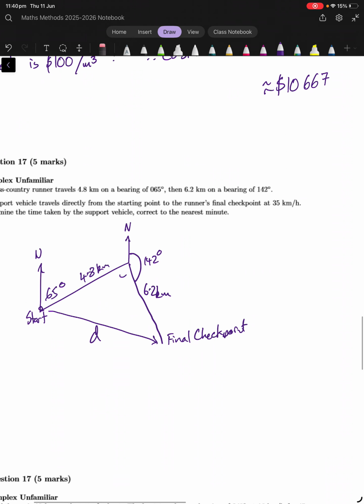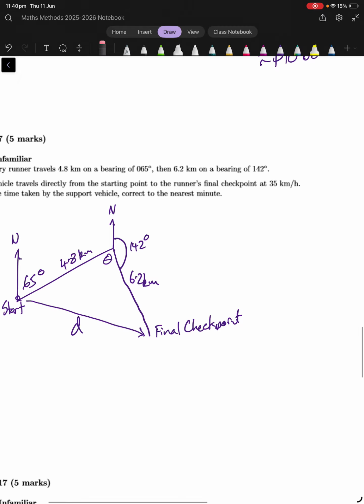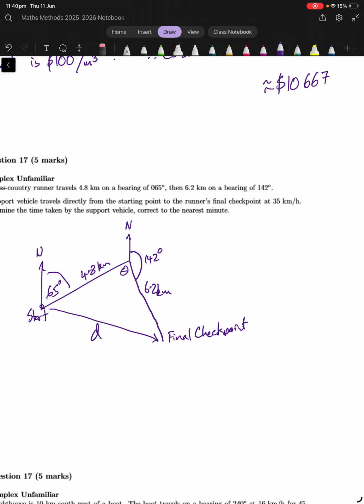The easiest way to do that, I think, is if I kept extending that line. Oh no, that's not really going to help us. Why don't I do it this way? The co-interior angles have to add up to 180. So this angle here and this angle here would add up to 180. So I can find this angle, that must be 115 degrees. And so then I've got 115 and 142, which is 257. So that must mean theta is 103 degrees. We can go ahead and use our cosine rule.